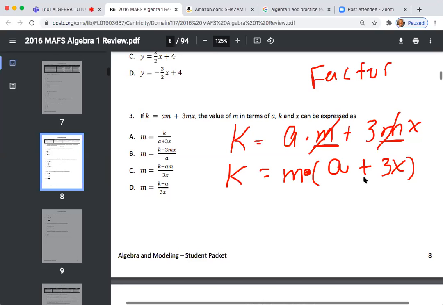That's correct. The a plus 3x is doing what to m? What operation is a plus 3x doing to m? Addition, subtraction, multiplication, or division? The entire parentheses. What is it doing with the m? Is it multiplying? Is it dividing? Is it adding? Is it subtracting?